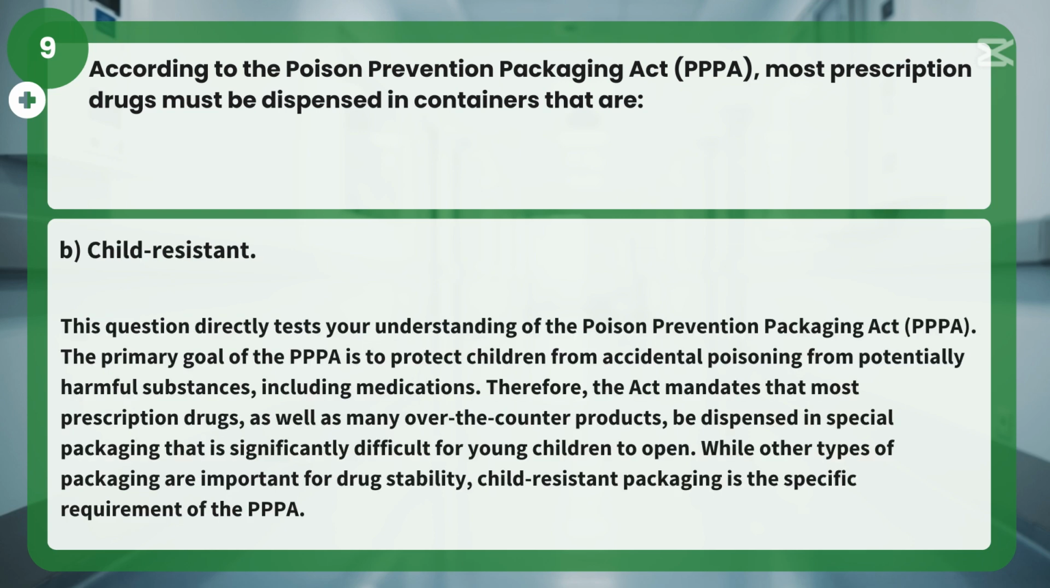Answer B. Child-resistant. This question directly tests your understanding of the Poison Prevention Packaging Act, PPPA. The primary goal of the PPPA is to protect children from accidental poisoning from potentially harmful substances, including medications. Therefore, the Act mandates that most prescription drugs, as well as many over-the-counter products, be dispensed in special packaging that is significantly difficult for young children to open. While other types of packaging are important for drug stability, child-resistant packaging is the specific requirement of the PPPA.